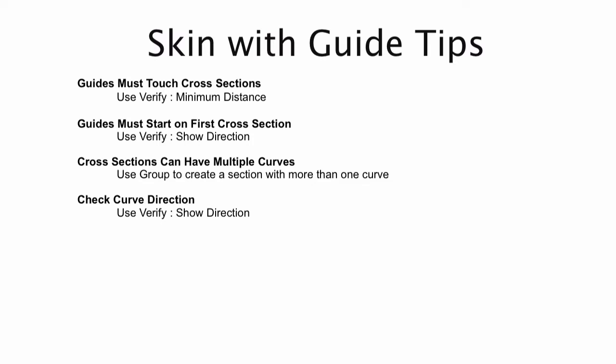Our first tip relates to the condition that guides must intersect exactly a cross-section curve. This is by far the most frequent issue why a surface does not go through a guide curve. To confirm that your cross-section and your guide intersect each other, use the Verify Minimum Distance tool. The second issue that we see is the guide curve must start on the first cross-section. To confirm that your guide starts correctly, use the Verify Show Direction.